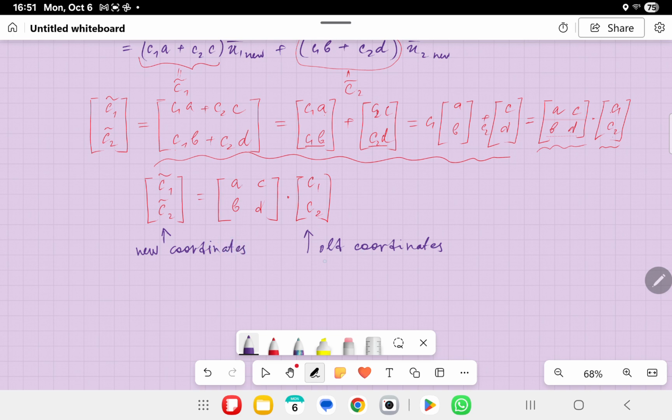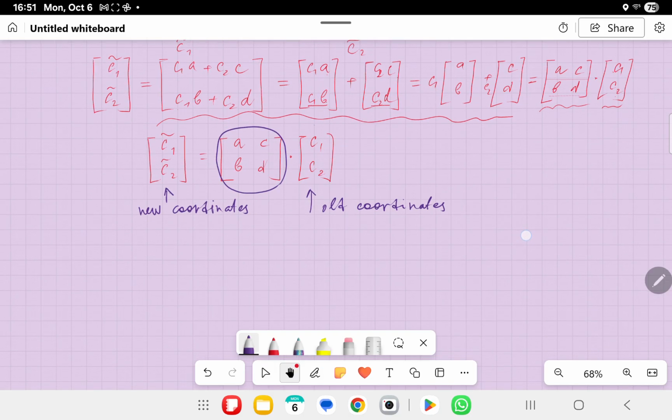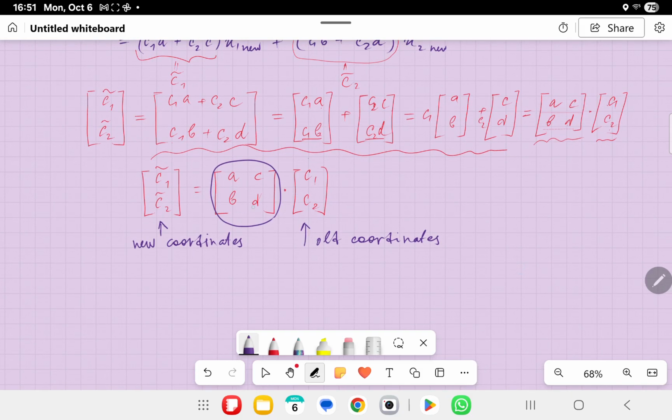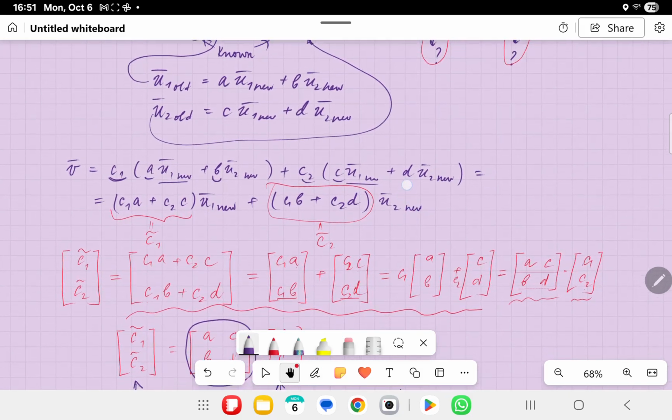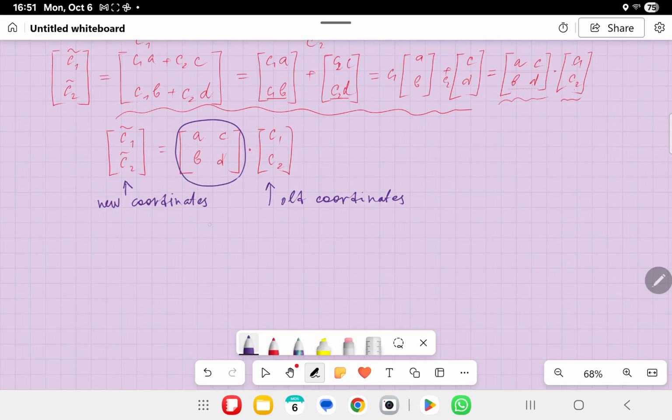And we see that to get new coordinates, we just need to take old coordinates and multiply by a matrix. This matrix consists of A, B and C, D. What are A, B? If you write it down, it's like two vectors.